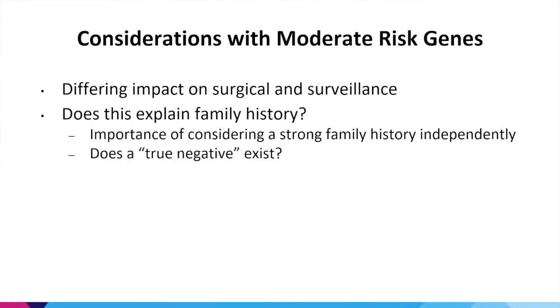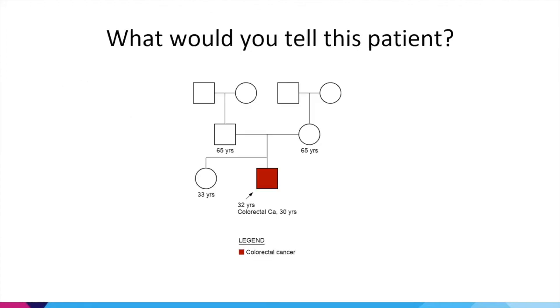And it's not only a different conversation in terms of the patient's decisions, in terms of their surgical decisions or their management and surveillance, but it's also a question of how does this explain the family history? So if we have an extremely strong family history and we find a moderate risk gene, does this really explain what's going on? And does a true negative exist? So if I test a family member and they're negative, are they really negative? And just to give you an example of this, a patient I saw who's 32 had been diagnosed with colon cancer at 30.